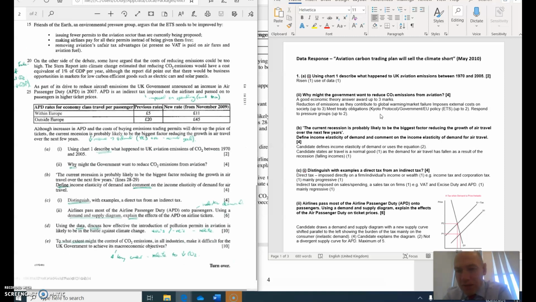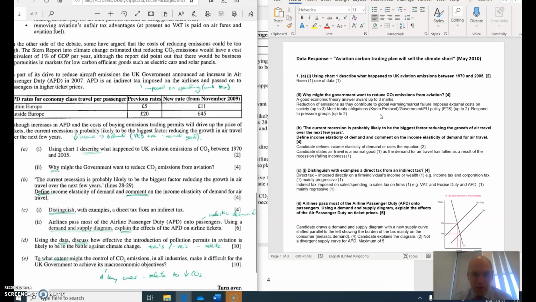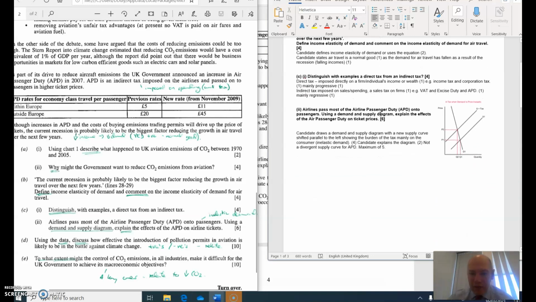Question B. The current recession is probably likely to be the biggest factor reducing the growth of air travel over the next few years. Define income elasticity of demand. Obviously, don't guess. Get your notes out and come up with a textbook definition. So it's the responsiveness of demand to changes in income. The elasticity, the responsiveness. And as we mentioned, because of that quote, we know that when there's a fall in income, there's a fall in demand. Income elasticity of demand is going to be positive. This is going to be a normal good. Using the data, we can get all the marks.